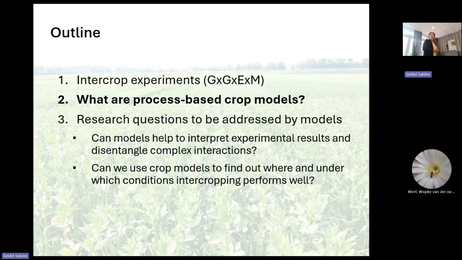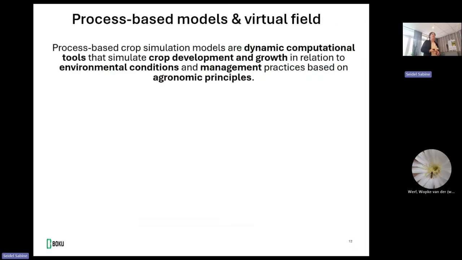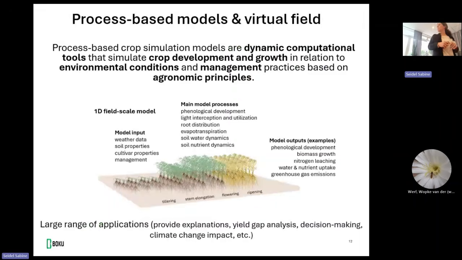And so here's a sentence that may describe them quite well. Process-based crop simulation models are software tools, dynamic tools that usually work on a daily basis, and they simulate crop development and growth in relation to the environment, which means the weather and the soil, and the management practices, which is mainly sowing date and fertilization of macronutrients, based on agronomic principles. I will come to this last part of the sentence in the next slide. So this is just a scheme of what you need for such a model. And maybe for some examples, you may know the models APSIM, DSSAT and CERES. These are the models I'm talking about.